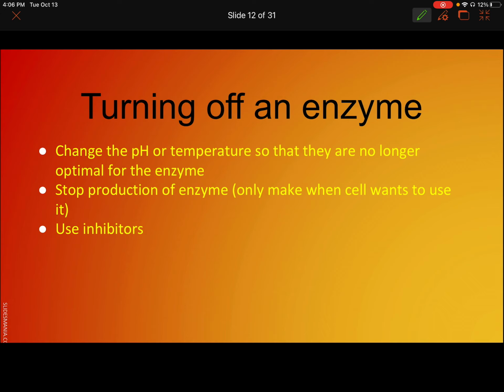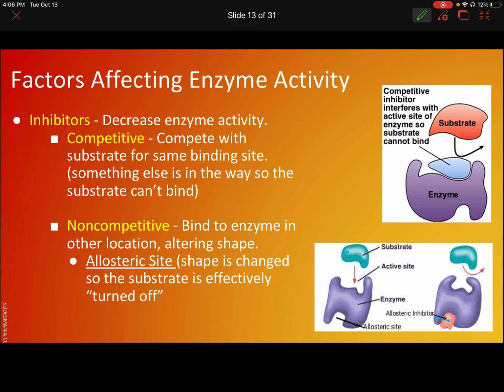The cell can actually stop production of an enzyme and only make it when it needs it, so that's one way it can control it. And it can also use what we call inhibitors. Inhibitors are a couple different kinds. You first have a competitive inhibitor and you have a non-competitive inhibitor. We talked about these yesterday. We just didn't use these words for them, and I'm going to remind you in a second.